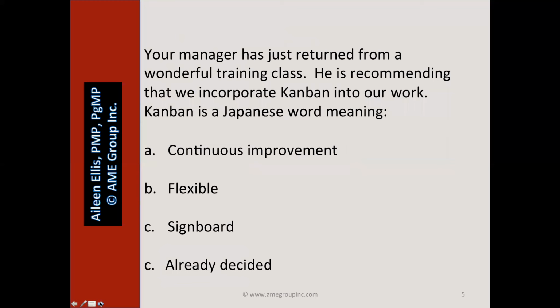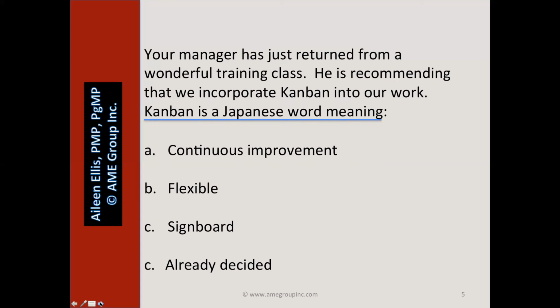Your number may be very different based on your environment. Your manager has just returned from a wonderful training class. He is recommending that we incorporate Kanban into our work. Kanban is a Japanese word meaning. Pause the video, answer the question. For me, a key phrase, Kanban, is a Japanese word meaning. Let's look at answer A, continuous improvement.